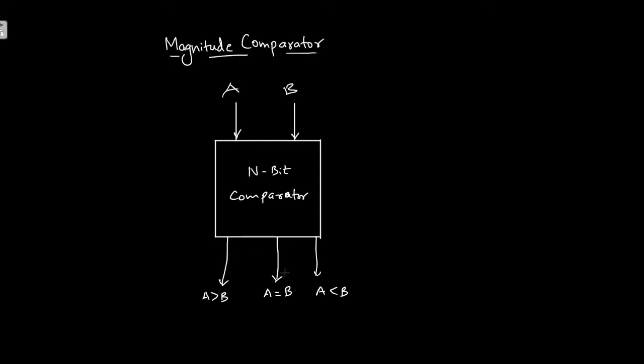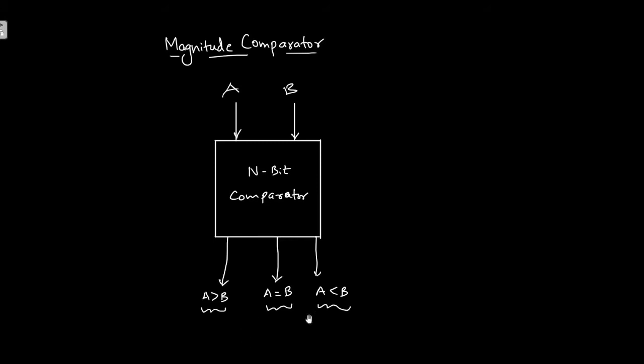It receives two n-bit numbers. Here A and B are the two n-bit numbers, and the output is specified by three binary variables which indicate whether A is greater than B, A is equal to B, or A is less than B. One of the outputs will be high depending upon the relative magnitude of the two numbers.